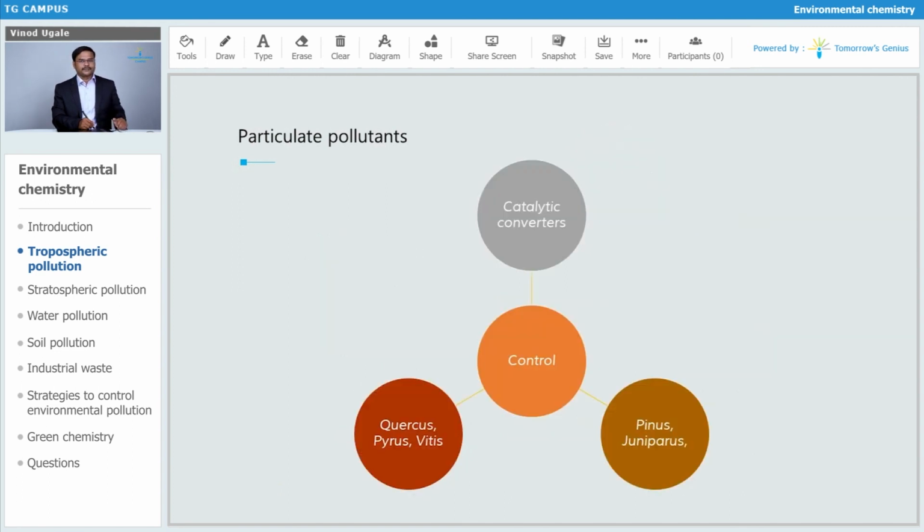How do we overcome the adverse effects of photochemical smog? How do we control photochemical smog? We can use catalytic converters in our automobiles. We can also plant Pinus and Juniperus, then Quercus, Pyrus and Vitis. These can control photochemical smog.